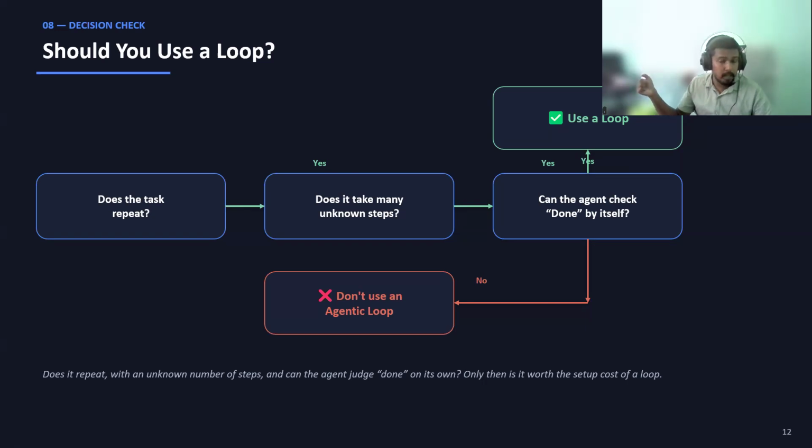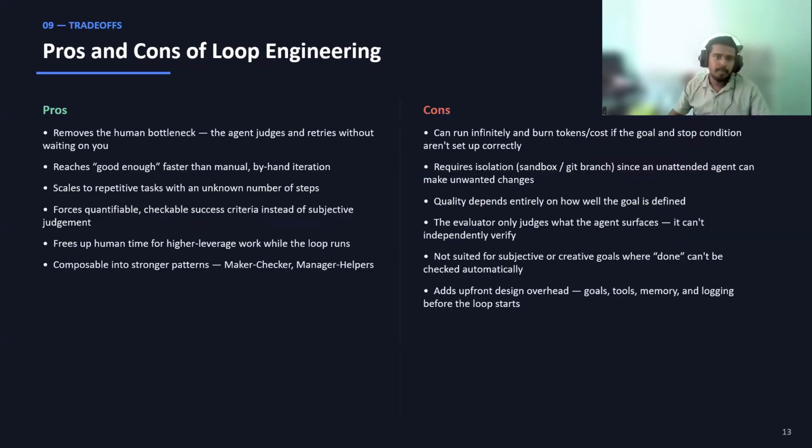Another important point is whether the agent can check against the goal, and whether the goal is quantifiable. If all three questions are answered yes, we should use a loop. And if any of these questions is answered no, we should not use an agentic loop. Now we have to analyze the pros and cons of loop engineering.